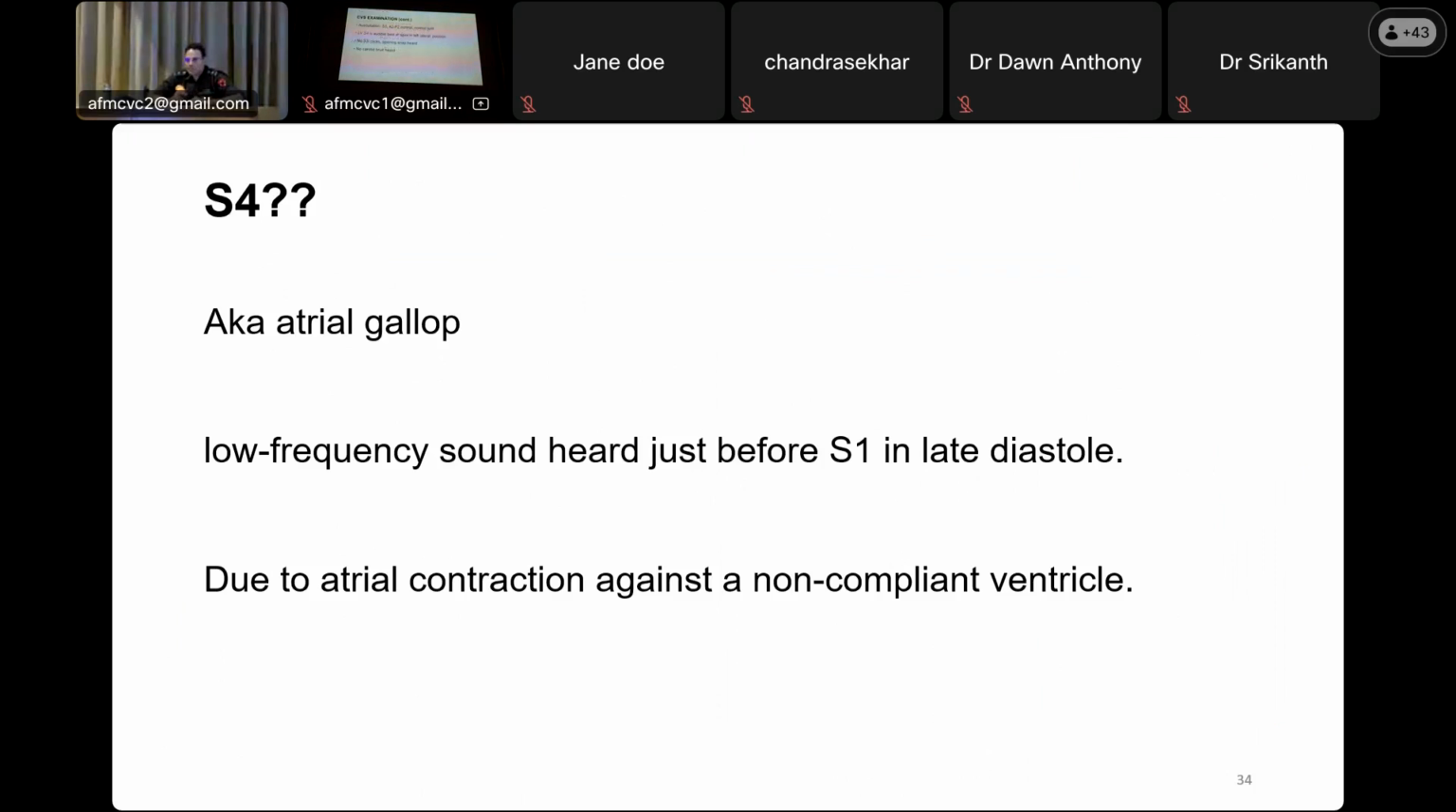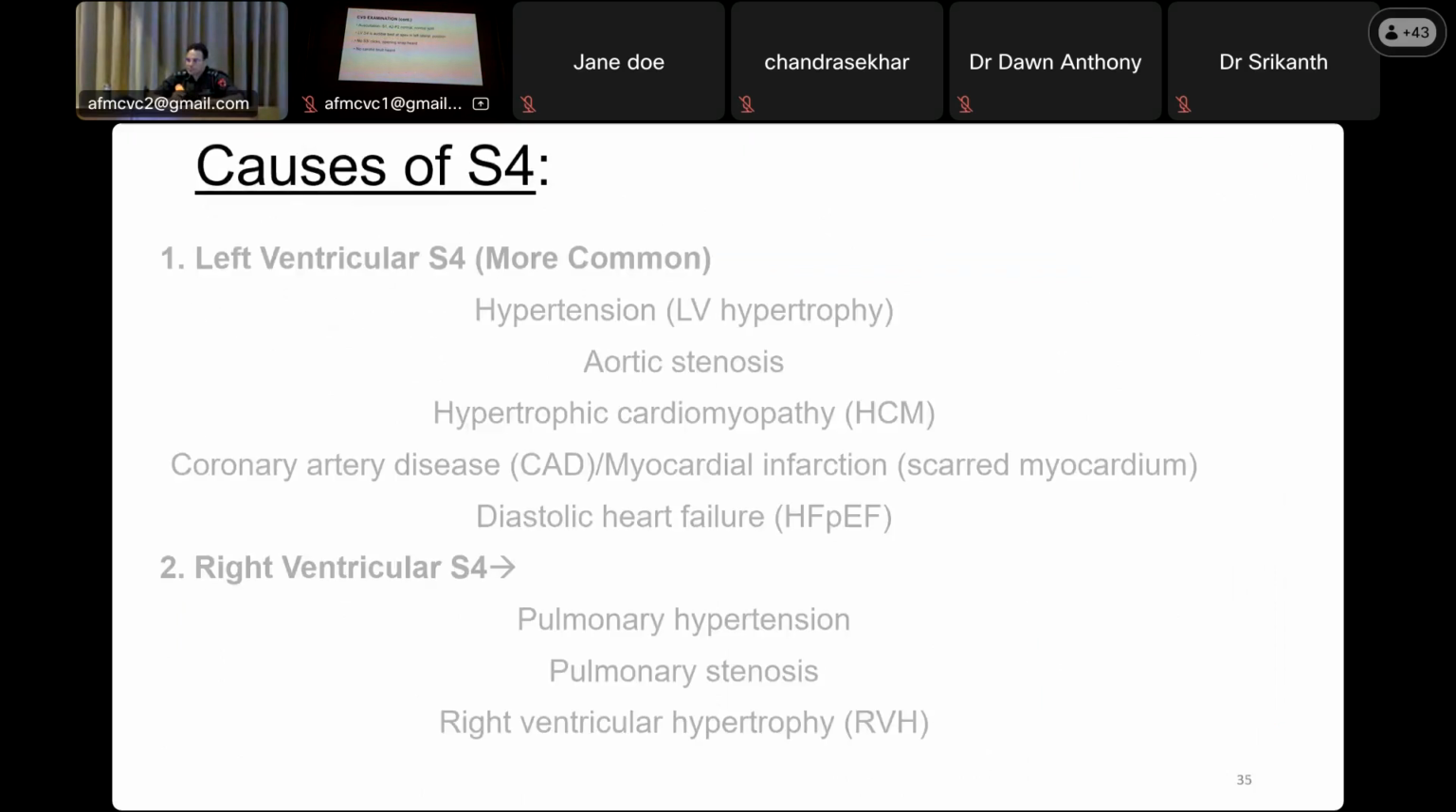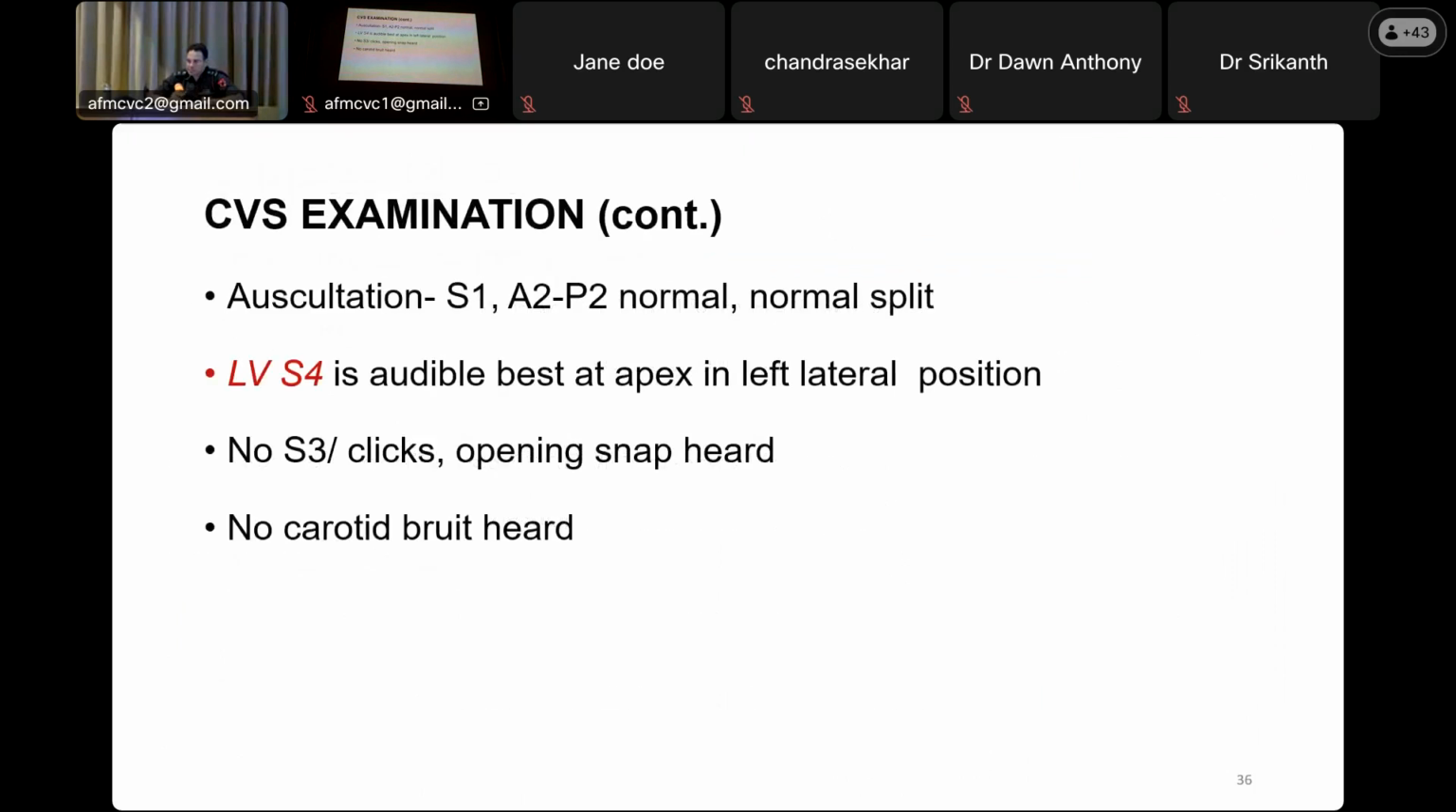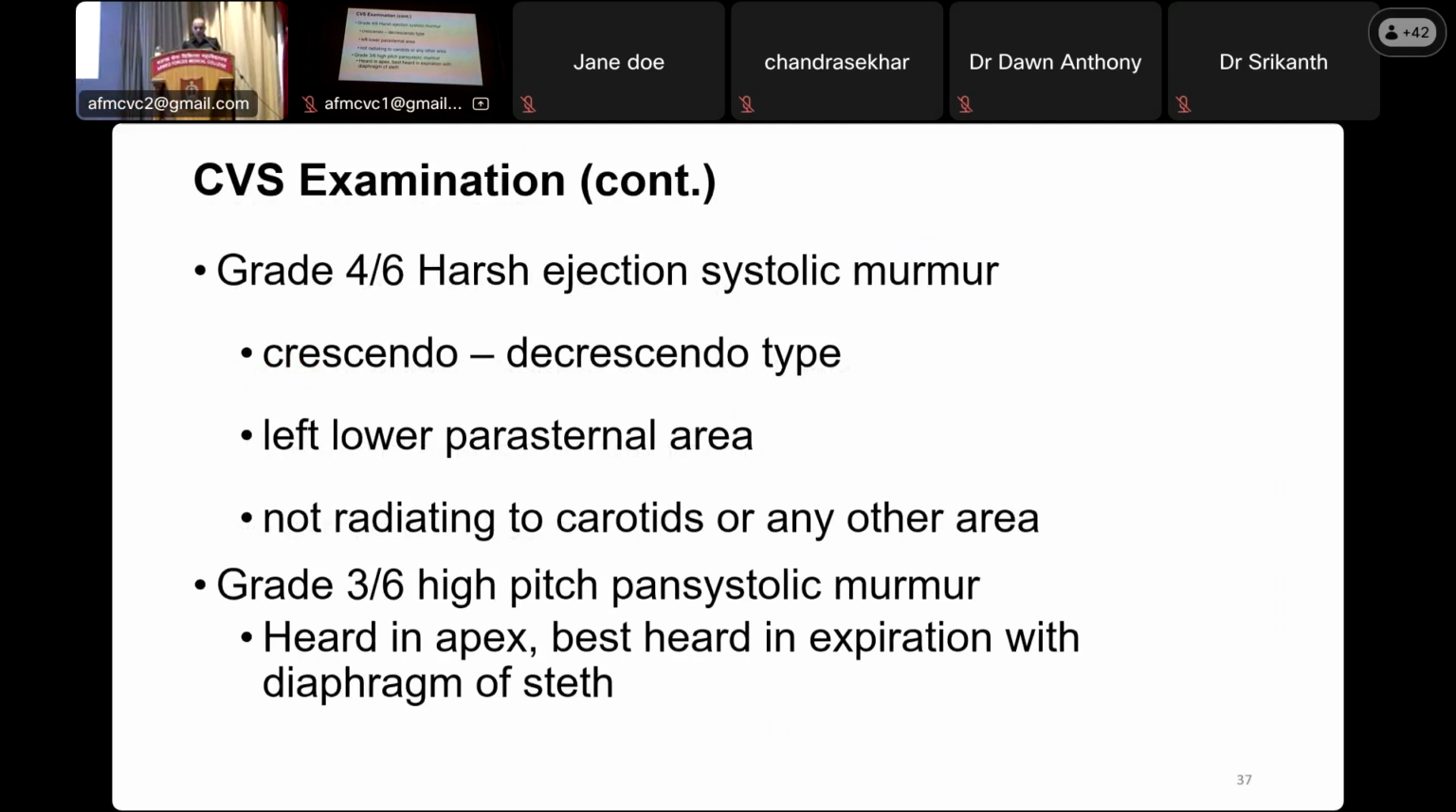Next slide, please. On auscultation, S1 was heard. Aortic and pulmonary components of the second heart sound were normal with a normal split. LV S4 is audible best at the apex in the left lateral position. No S3, clicks, or opening snap heard, no carotid bruit appreciated. A grade 4/6 harsh ejection systolic murmur, crescendo-decrescendo type, at the left lower parasternal area, not radiating to the carotids or any other area, was heard. A grade 3/6 high pitched pansystolic murmur was heard at the apex, best in expiration with the diaphragm of the stethoscope.